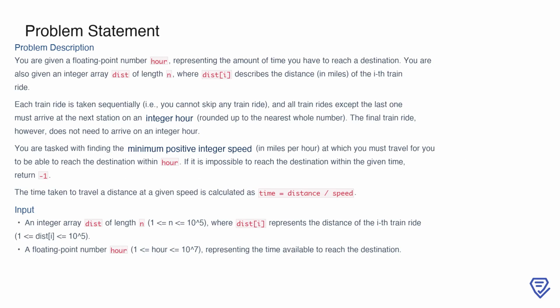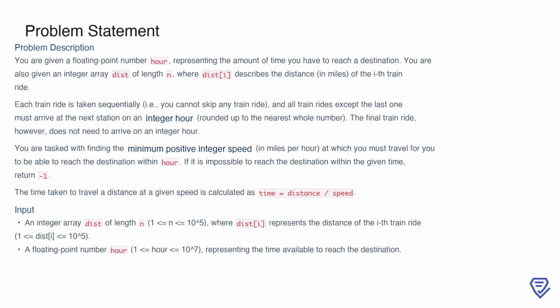In this session, we'll be exploring problem number 1870, minimum speed to arrive on time. This is an exciting problem that tests your ability to optimize solutions by balancing constraints and requirements. Let's dive in. In this problem, we are given a floating point number called hour, which represents the amount of time we have to reach our destination.